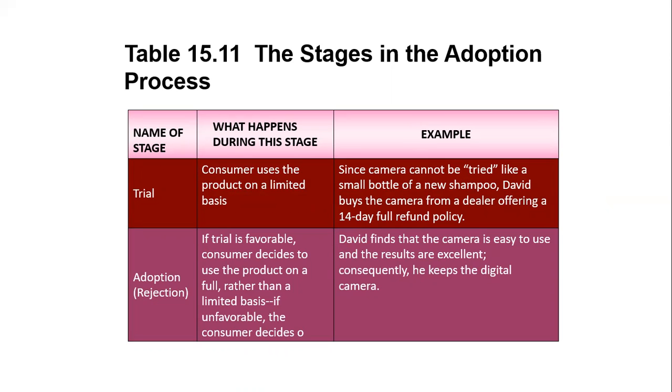So then comes the adoption. If the trial is favorable, he is happy with it, and the consumer decides to use the product on a full rather than limited basis. If unfavorable, the consumer decides to leave it, which is rejection. So here David finds that the camera is easy to use and the results are excellent. Consequently, he keeps the digital camera with him. So this is how the adoption stages happen.